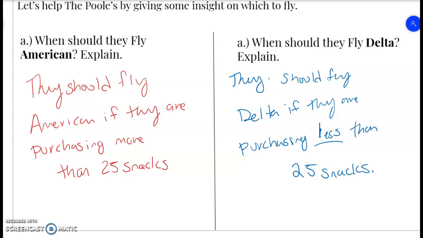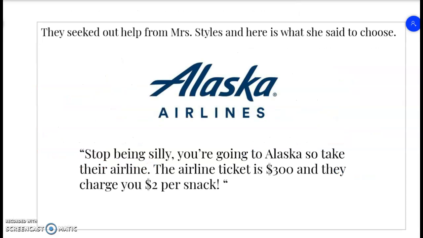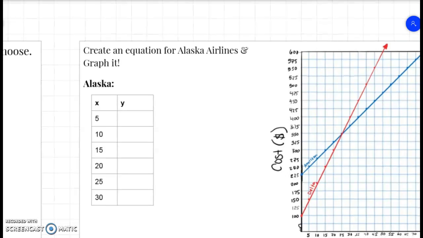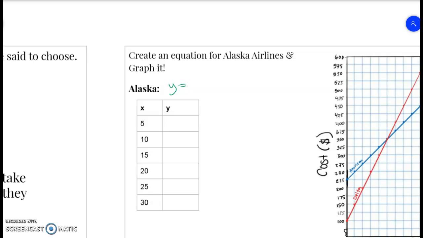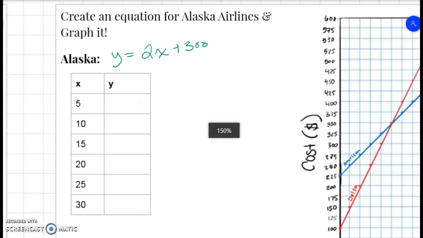All right, let's look at our next part here. So of course we want to look at all of our options and what our friends have done. So we asked Mrs. Stiles and she said, stop being silly, you're going to Alaska. Take their airlines. Their airline tickets are $300 and they only charge you $2 per snack. So now we're going to create an equation for Mrs. Stiles. We'll use green with what American Airlines is. So it's $300 for my ticket and $2 per snack. So my slope is 2 and my $300 is where I'm going to start.